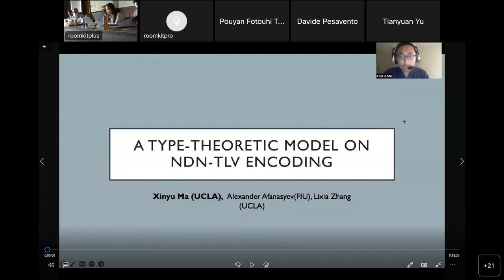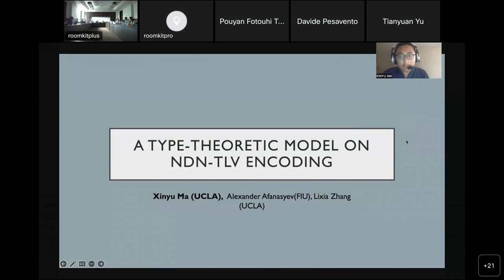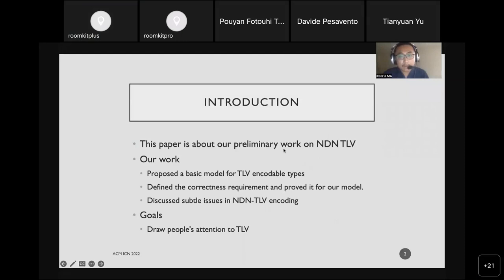Hello, everyone. Today, I'm going to talk about our work on the type-theoretic model of NDN-TLV encoding. Our paper is about our preliminary work on the NDN-TLV encoding, which includes a basic model for the NDN decodable types, and we define the requirements on the correctness of the encoding and decoding functions. We also want to discuss some subtle issues in the NDN-TLV encoding. Our goal is to draw people's attention to the TLV encoding and to get some further results done.